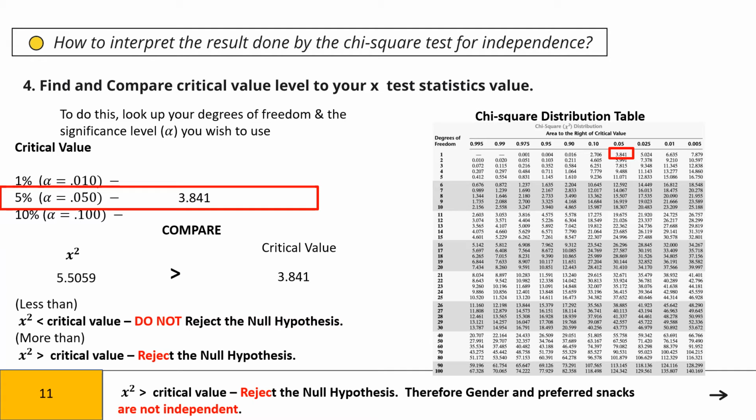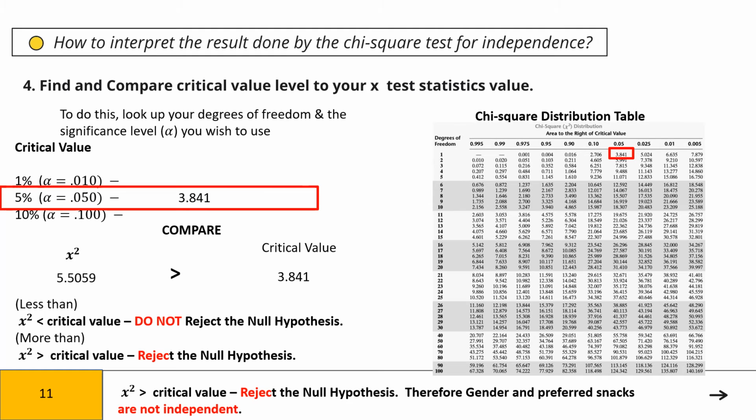Now, the next step is finding and comparing the critical value to your x-squared or chi-squared test statistic value. To be able to do that, you should first look up the degrees of freedom and the significance level, or alpha, that you wish to use. Just to give you an idea, in statistics, the default significance level is always 5%, which is an alpha of 0.050.